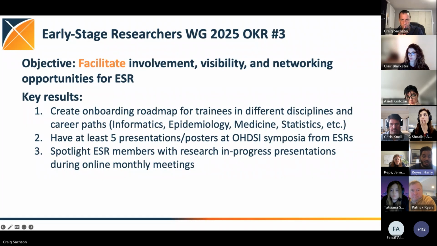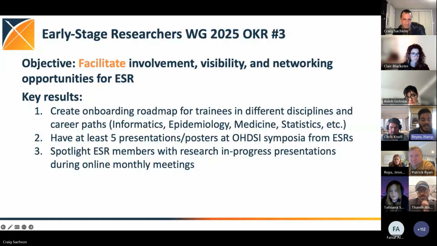So we also want to help early stage researchers get involved, seen, and connected through OHDSI. So we plan to develop an onboarding roadmap for trainees. We want to encourage and support participation in OHDSI symposia through abstract submissions. So we're hoping to see at least 5 in the coming year, actually more, but we're trying to set small goals. And we also plan on allotting time during our monthly meetings to spotlight early stage researchers and provide them with opportunities to present their work as well.